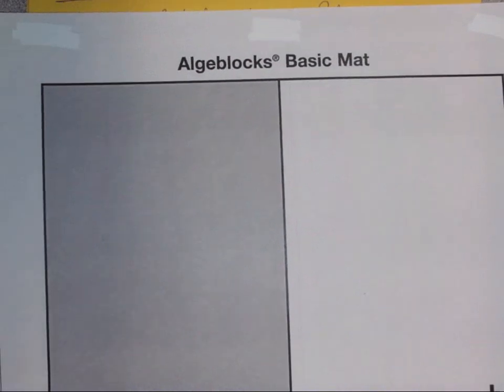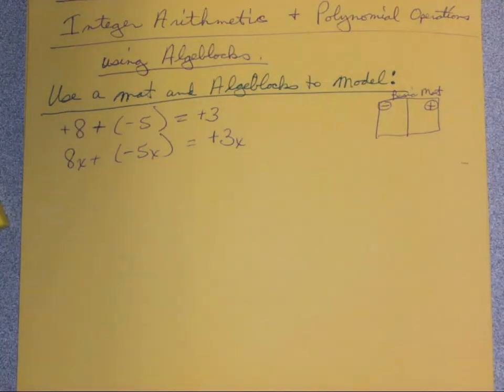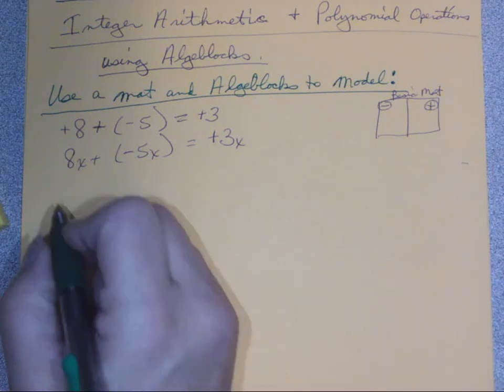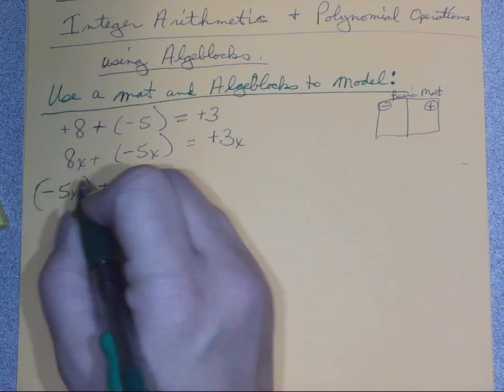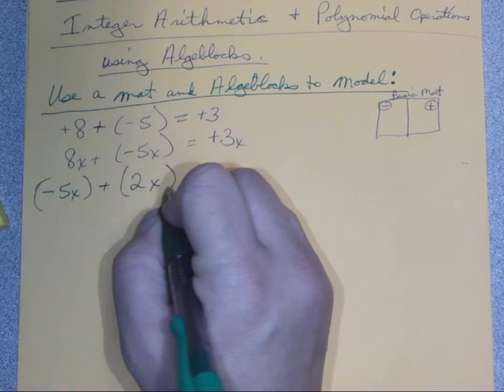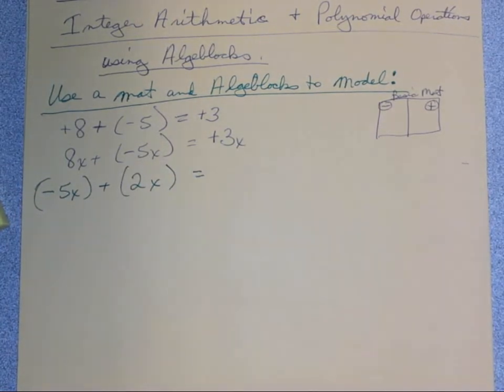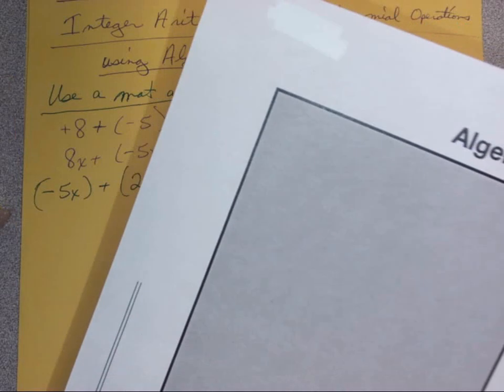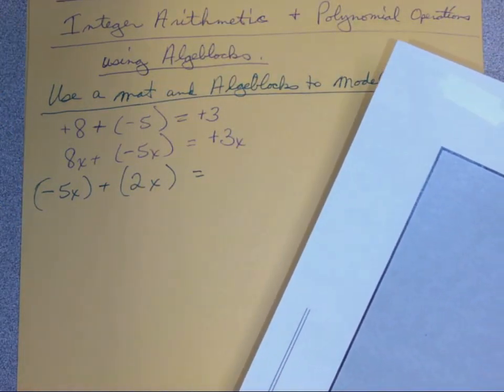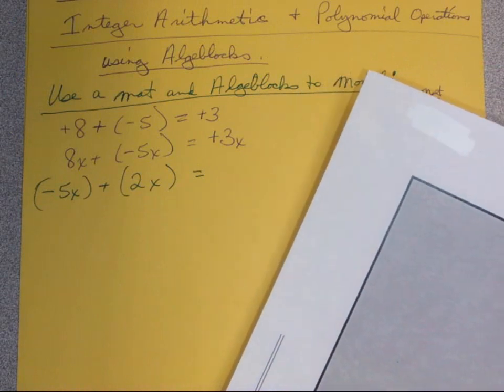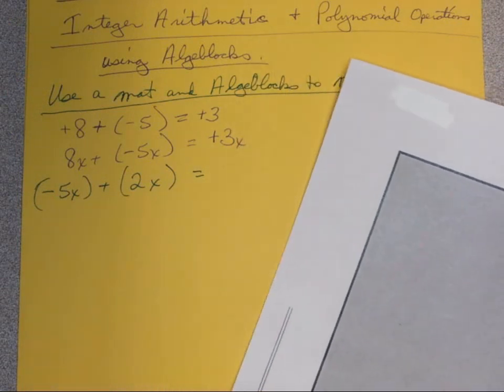Okay, so real quickly, I want you to do this next problem. You need to model it and show me what your answer is. So negative 5x plus 2x. Pause the video if you need to. You should really do some of this yourself and make sure you know what it looks like when you're doing it, not just when I'm doing it.